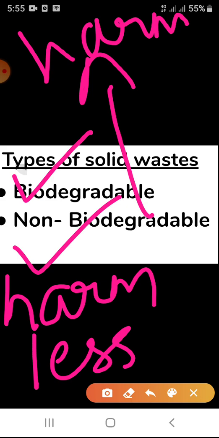When we decompose plastic, many poisonous gases come out. It harms our environment, it harms our health also. So plastic is not good for our environment, it is not good for our health also.